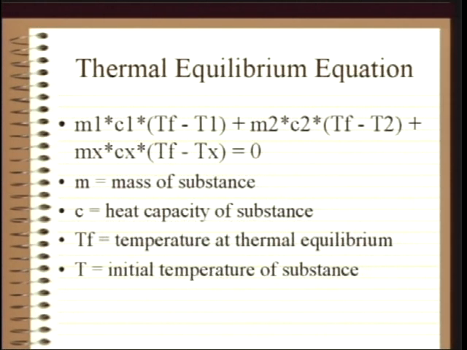The equation at the top, you'll notice that the third term has mx plus cx there. The x denotes that there's an unlimited amount of terms you could have. There could be 2 terms in the equation. In that case, you just have M1, C1, and M2, C2. But if you had 3 substances coming into equilibrium, then you'd have an M1, an M2, and an M3, and a C1, a C2, and a C3. Or you could have 4, 5, or more substances.